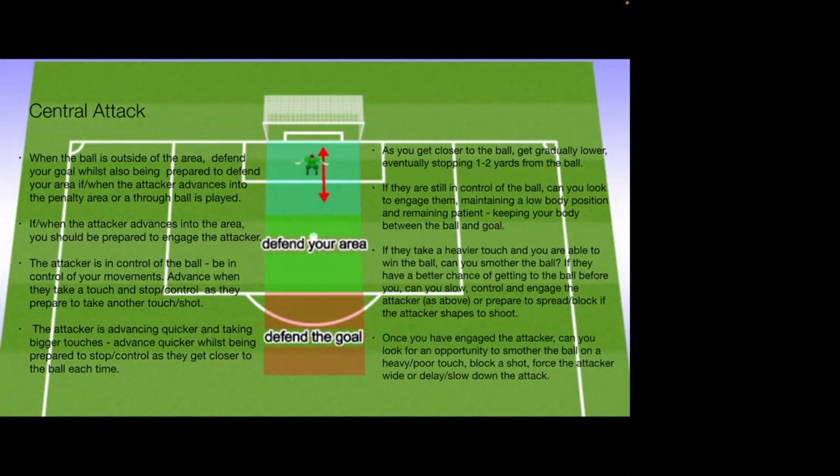Once you've engaged the attacker, can you look for opportunities? So this is when you're 1 to 2 yards away. Can you look for opportunities to smother the ball on a heavy touch to the side of you or a poor touch? Or think about blocking a shot if they shape to shoot? Other than that, what the attacker is going to want to do is create an angle. So can you try and force the attacker wide by keeping your body in between the ball and the goal? Delay or slow down the attack.